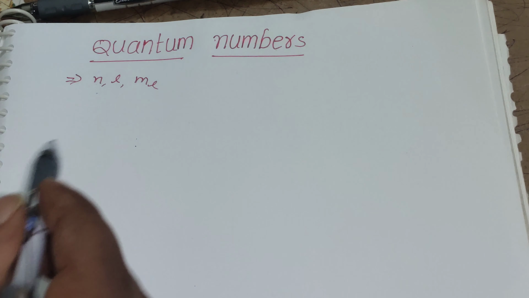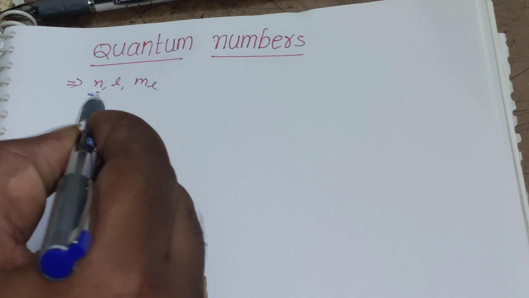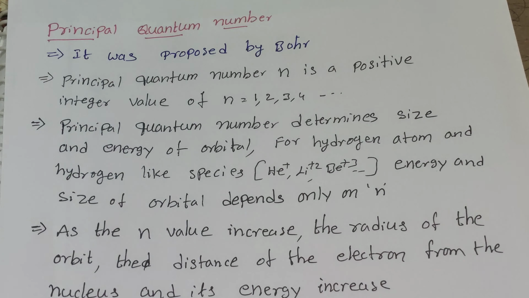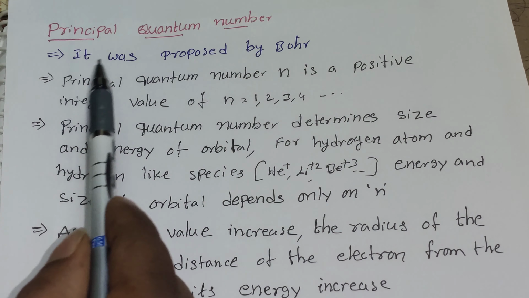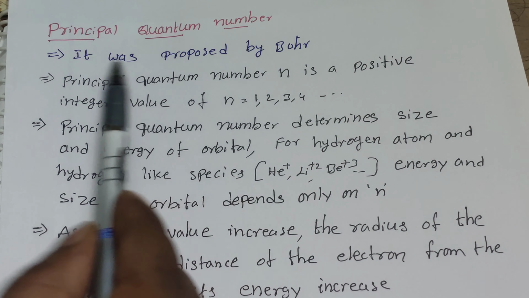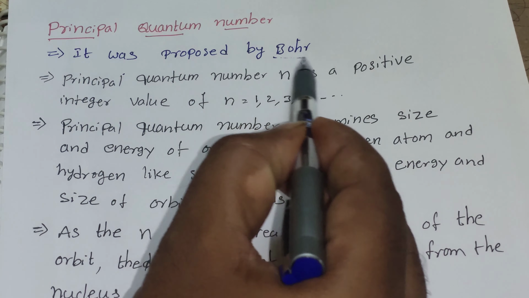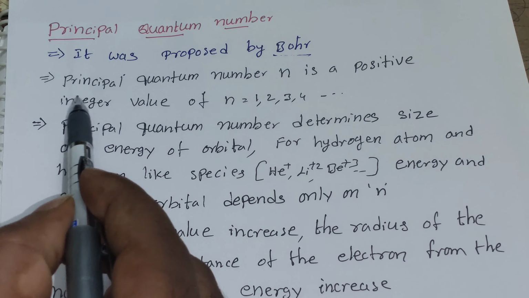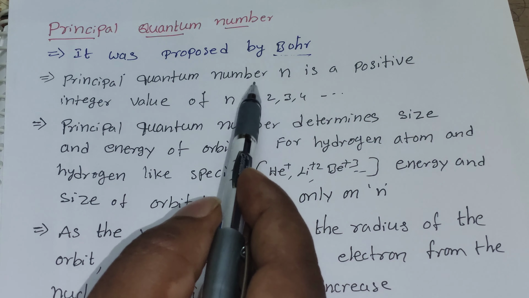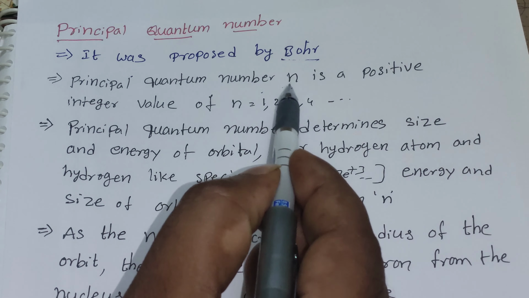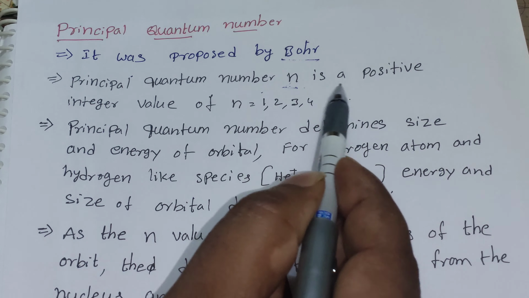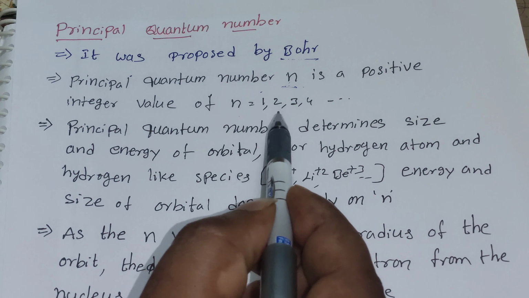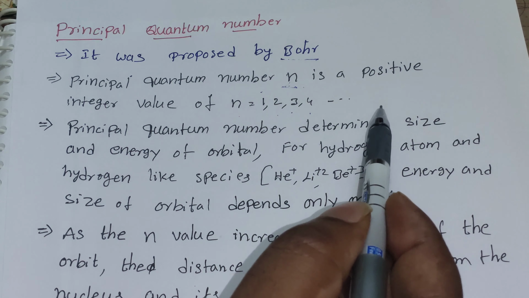The first quantum number is n. N is the principal quantum number. The principal quantum number was introduced by the scientist Bohr. Okay students, the principal quantum number is indicated by the letter small n. Here n has positive integer values, that is 1, 2, 3, 4 and so on.